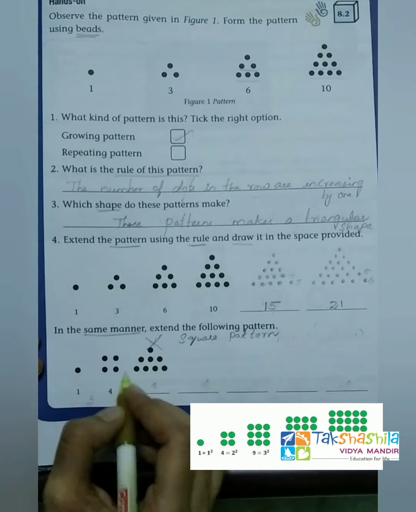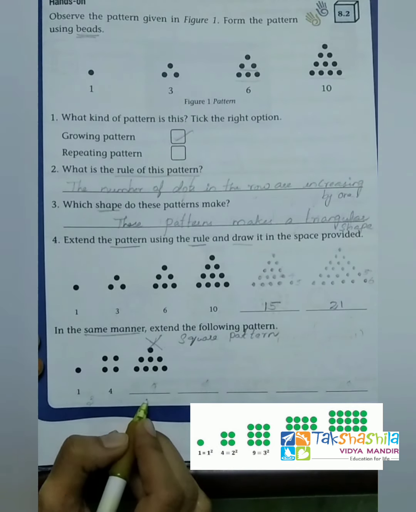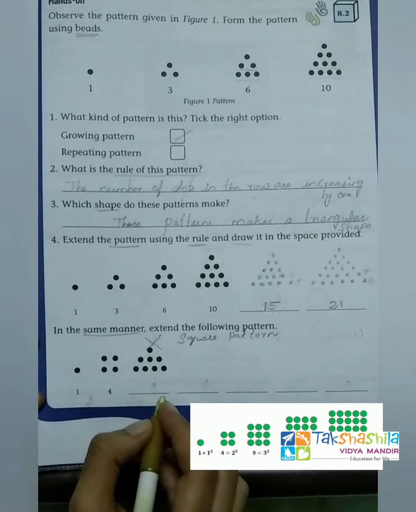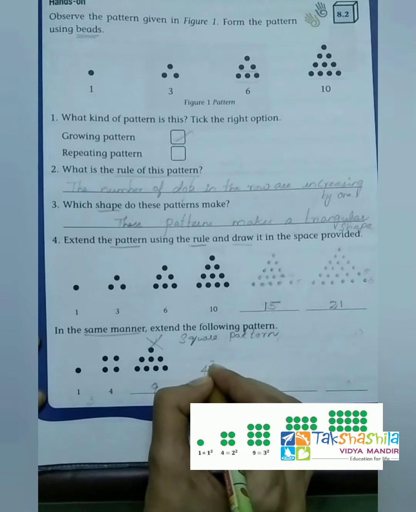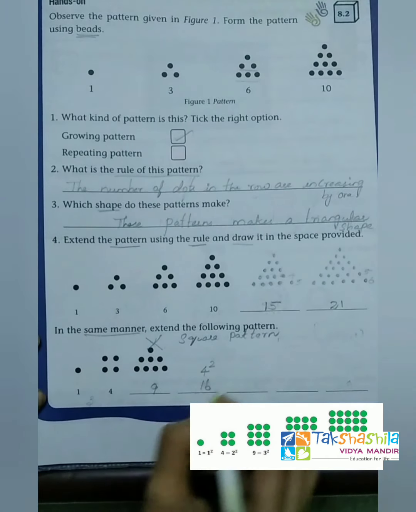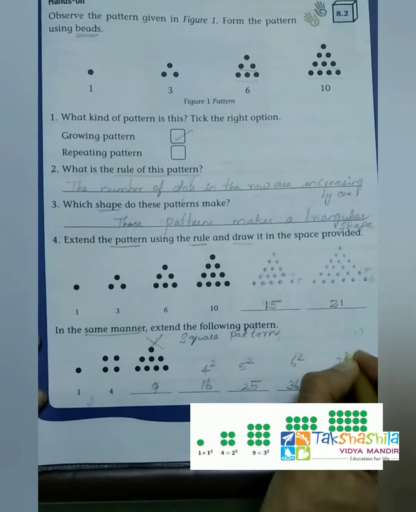And see what will be your answer here? Yes, 1 square 1, 2 square 4. Then what about 3 square? Here the answer will be 9. And the next one, the answer will be 4 square 16. So next the answer will be 5 square, which is 25. Then 6 square 36. Then 7 square 49. So it will be increasing like this as a square pattern.